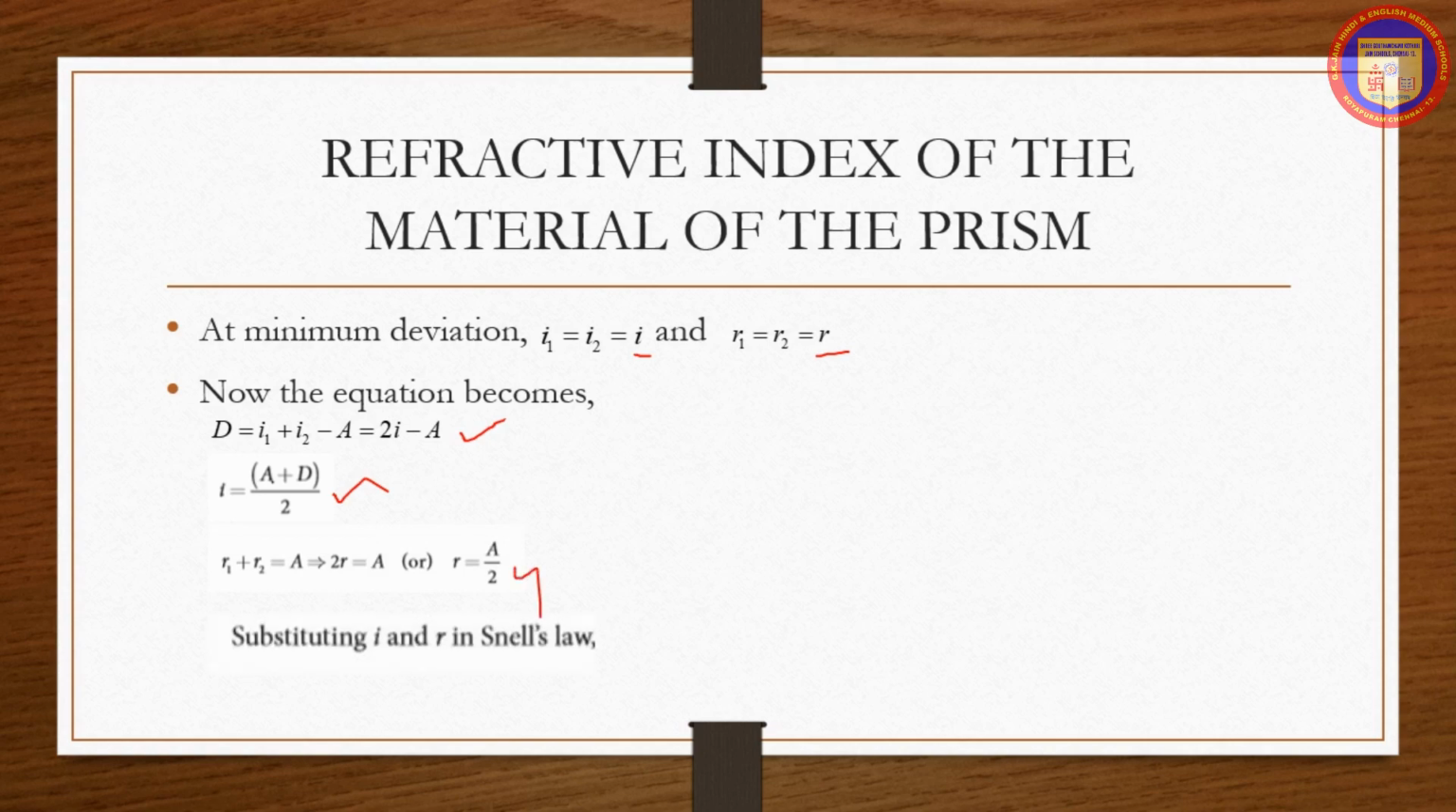Substituting I and R in Snell's law. What is Snell's law? N is equal to sin I divided by sin R. Instead of I and R, we substitute these values. So we get N is equal to sin of A plus D by 2, divided by sin A by 2. It is used to find the refractive index of the material of the prism. The angles A and D can be measured experimentally.